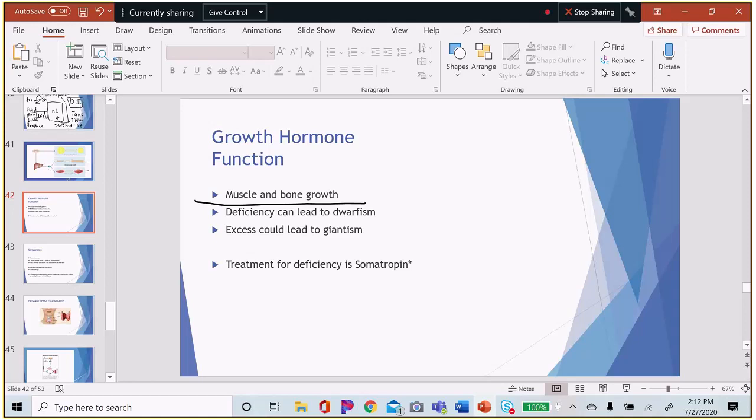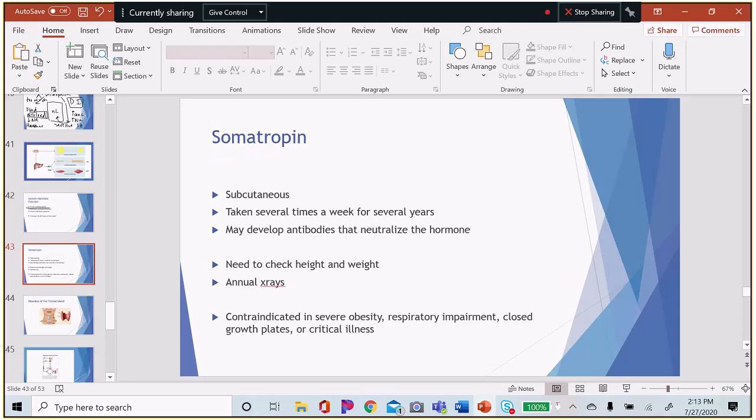And so you can give somatropin, which is synthetic growth hormone, in order to help that person. So this is a subcutaneous medication that's given several times a week for several years, depending on how long the patient's growth plates are open. So a growth plate, if this is your long bone, at the top of the bone is something called the growth plate, and that's where there's an increase in bone activity.